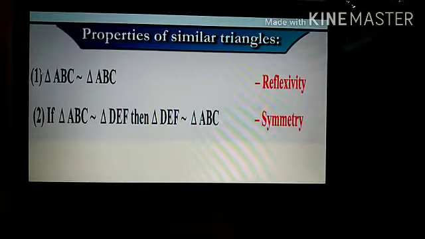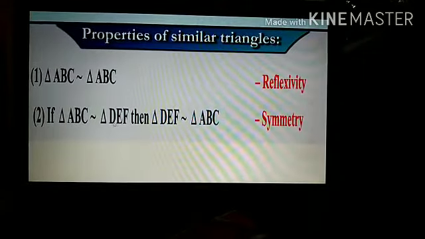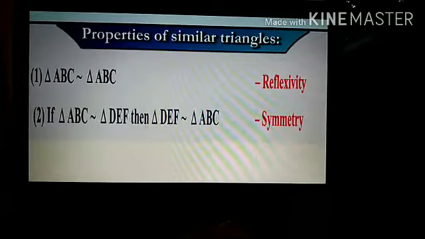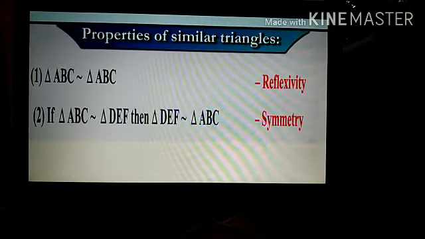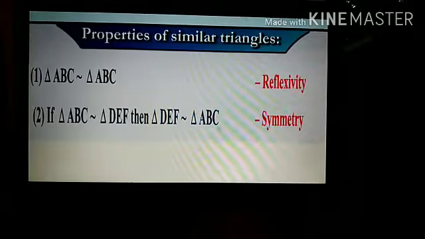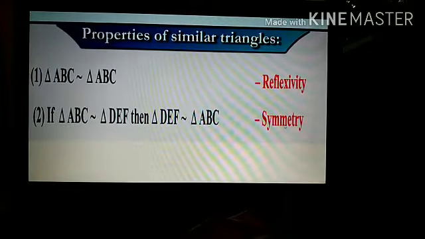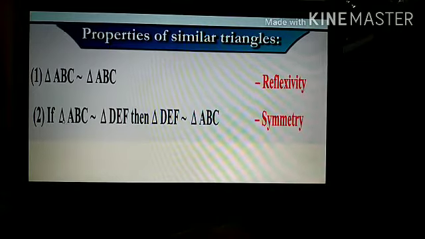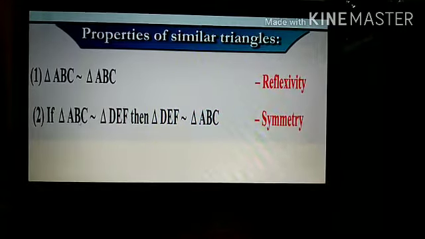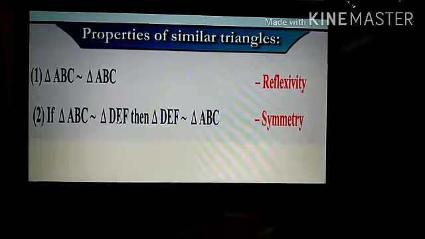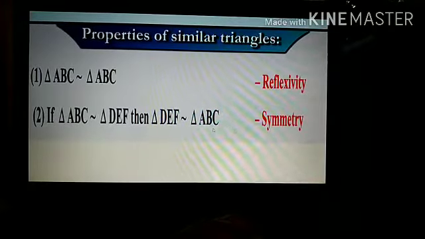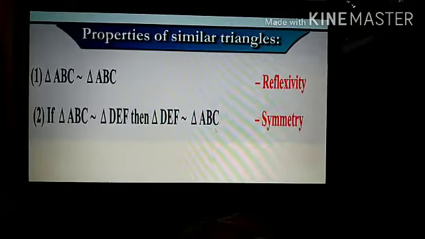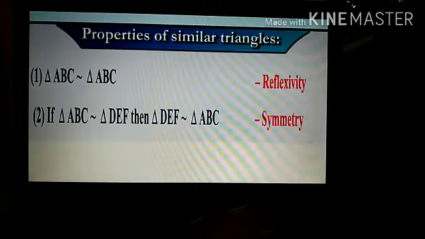Second property, if triangle ABC is similar to triangle DEF, then we can write triangle DEF is also similar to triangle ABC. This property is called the property of symmetry. To understand this better, if I name triangle ABC as triangle 1 and triangle DEF as triangle 2, I can say if triangle 1 is similar to triangle 2, then triangle 2 is also similar to triangle 1. This property is called the property of symmetry.